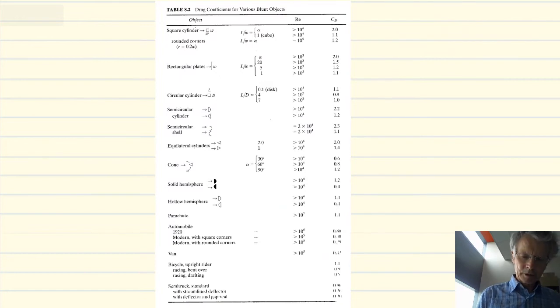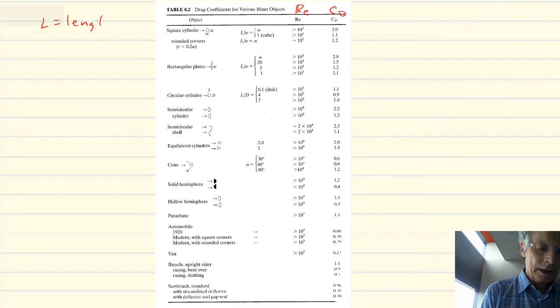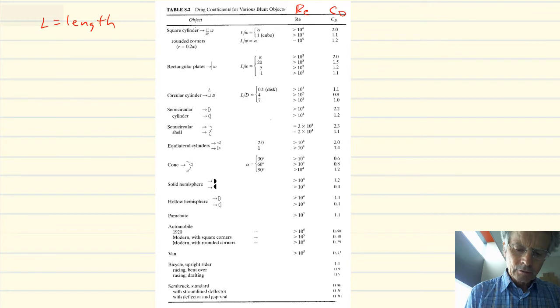Here's a table from your textbook. So it says drag coefficients for various blunt objects. So we have the drag coefficient listed here, Reynolds number listed here, and then we have the object listed there and some of its properties. So for example, the first one listed is a square cylinder of dimensions W and W. So L would of course signify its length, W is a width, D is a diameter, and R is a radius in this case.